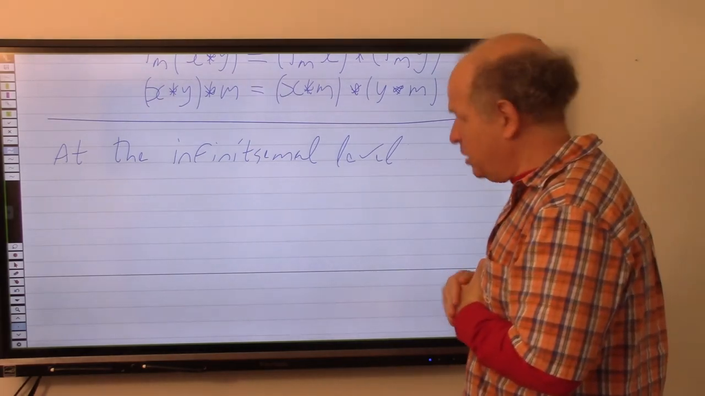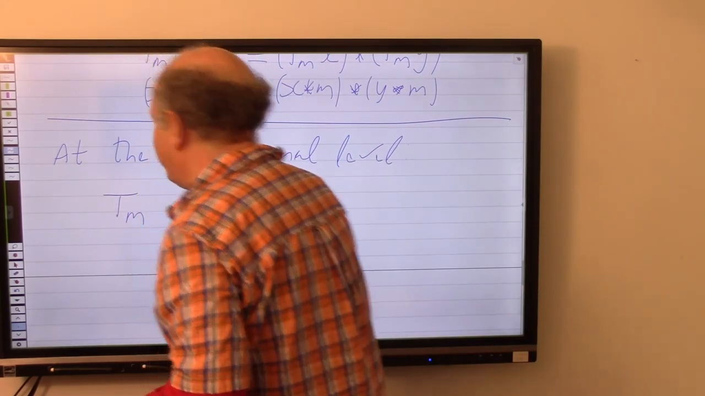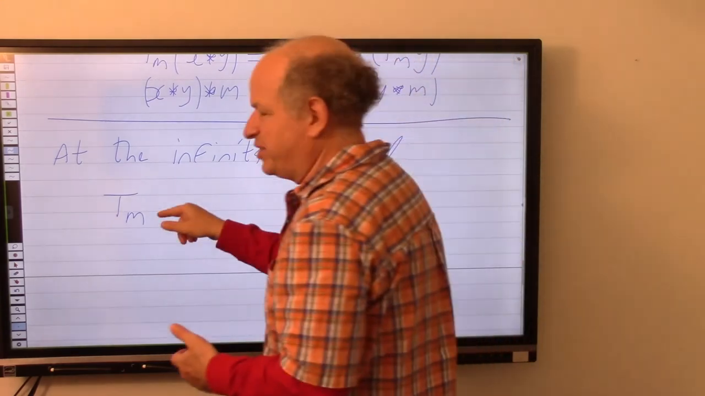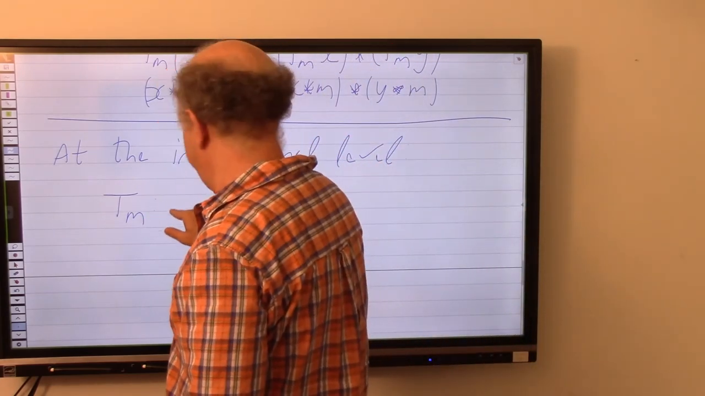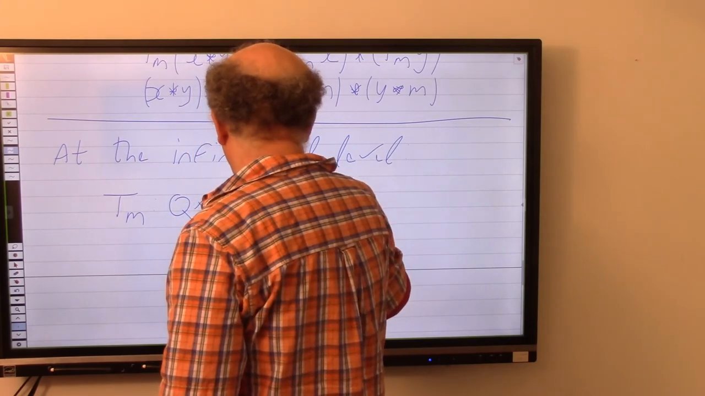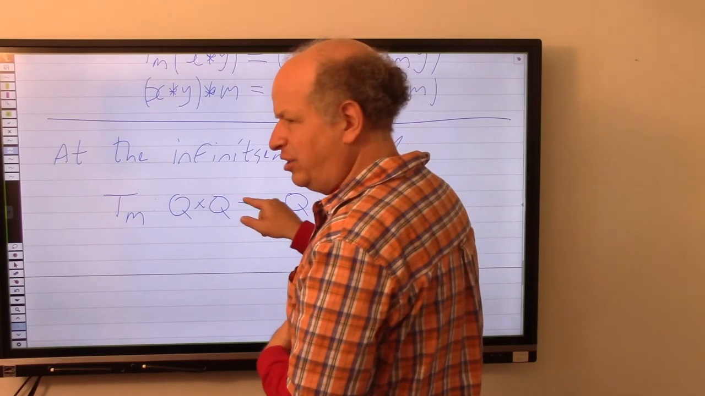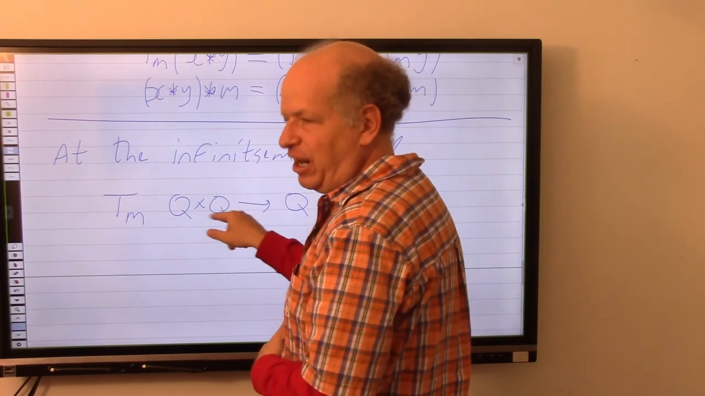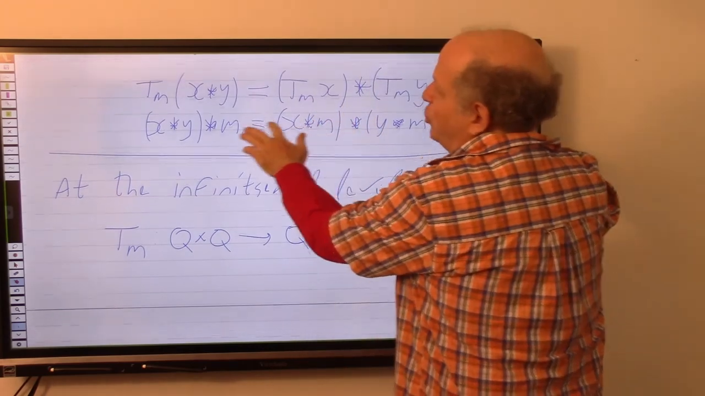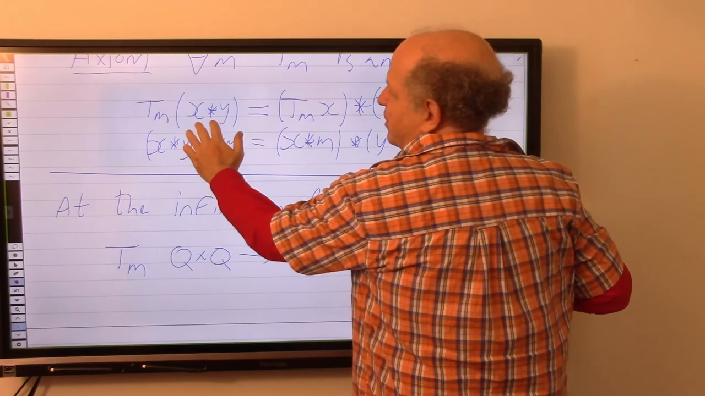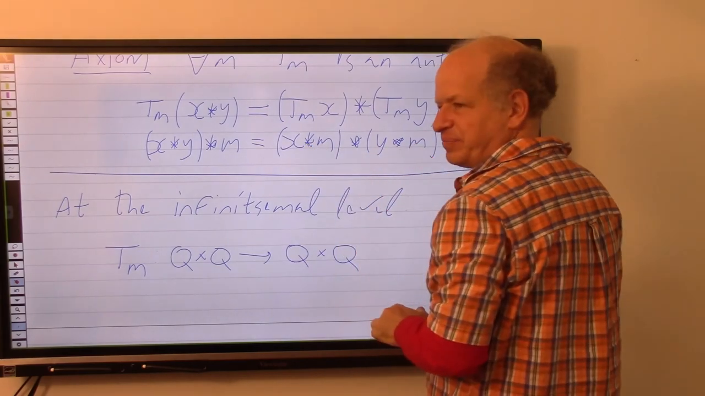So implicitly here, I've extended the action of Tm. Tm was a map from Q to Q, but I've also extended it to a map from Q times Q into Q times Q by acting diagonally. I've used it when I said how you act on a pair of elements: I act on a pair by acting on each one.